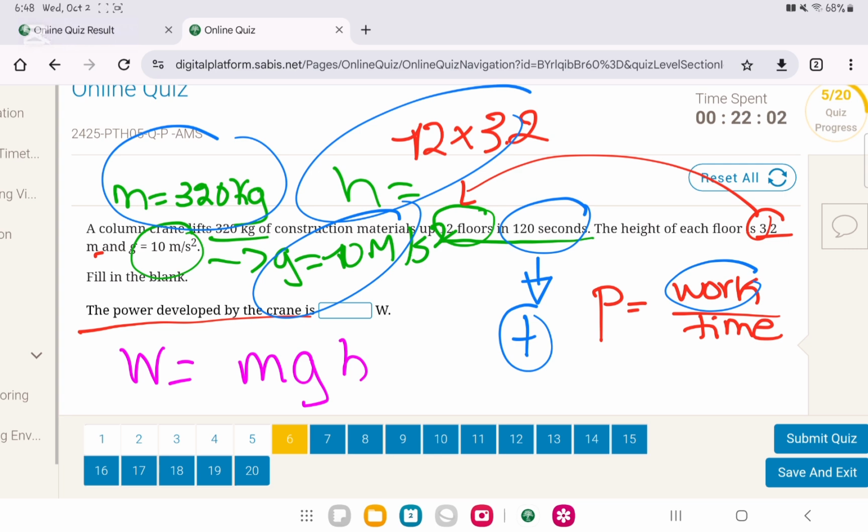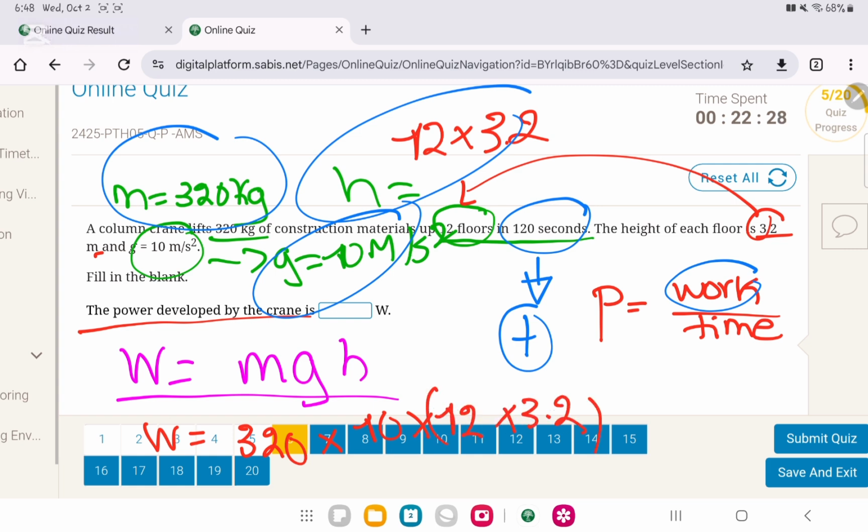They didn't tell us gravity, they didn't tell us GPE. So if they didn't tell us neither gravity nor GPE, we use W equals mgh. Okay? So W is equal to mgh. By substituting, we're gonna have W is equal to 320 times 10 times 12 times 3.2. Okay, so 320 times 10 times 12 times 3.2.